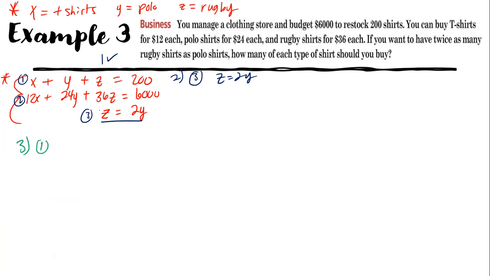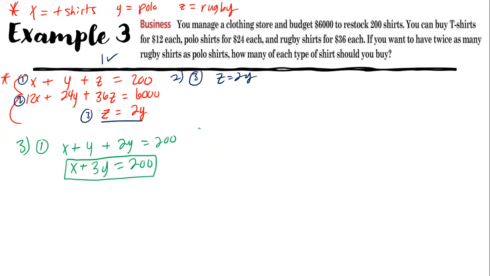So in equation 1, we have X plus Y plus, instead of Z, 2Y equals 200. Combine like terms. So we have X plus 3Y equals 200. And that's our first linear equation.